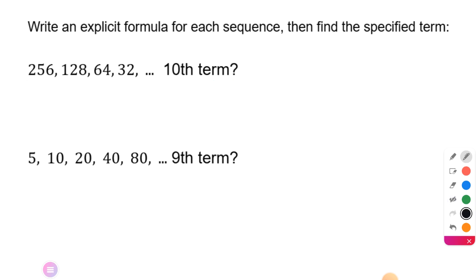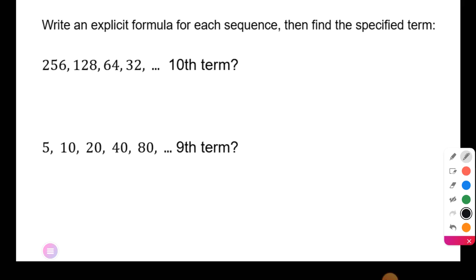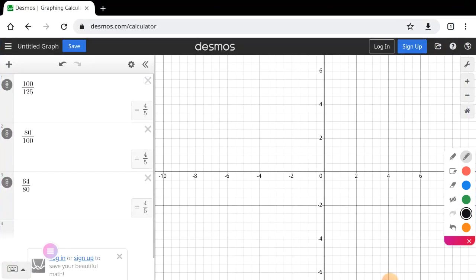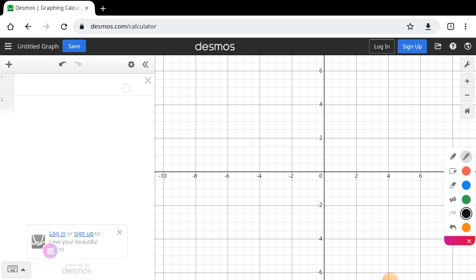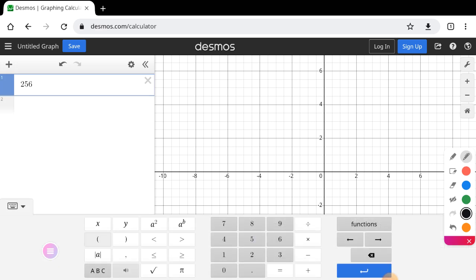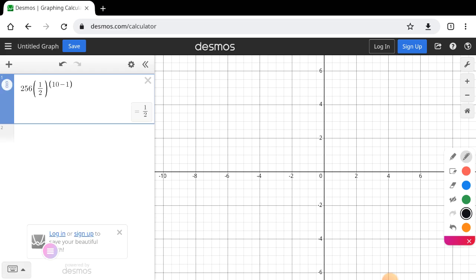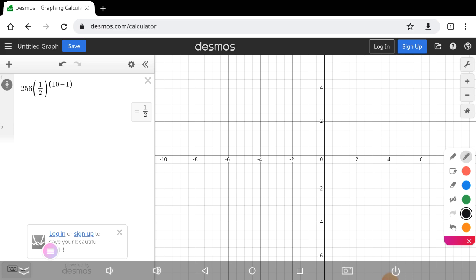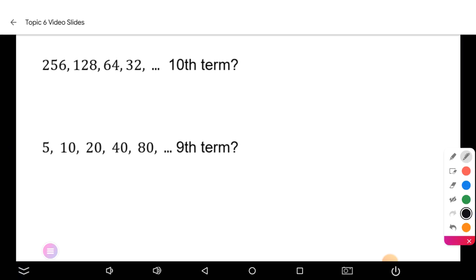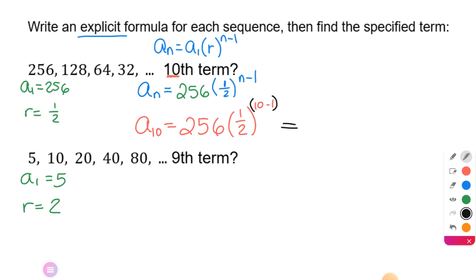All right, let me switch over to Desmos. Okay, so 256 times 1/2 raised to the power of, and we wanted the 10th term, so 10 minus 1. 0.5, which comes out as a fraction. Hopefully you know this one by memory, 1/2. Dropping that into the calculator is certainly easier than dividing by 2 or multiplying by 1/2 10 times.